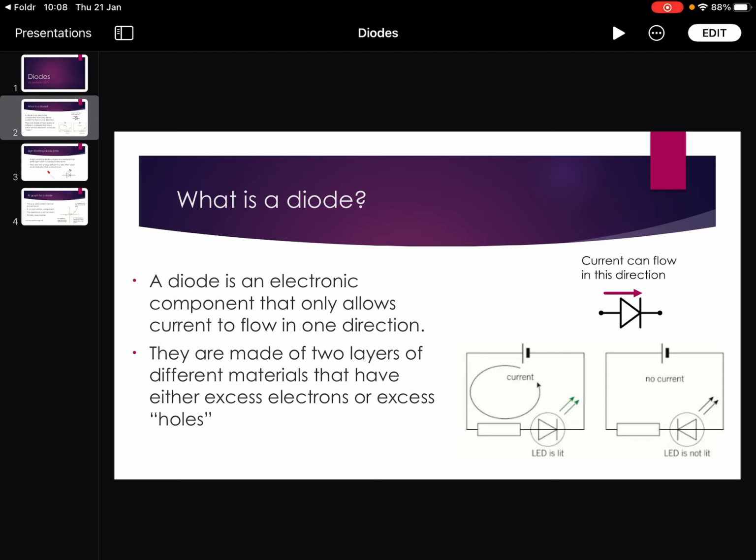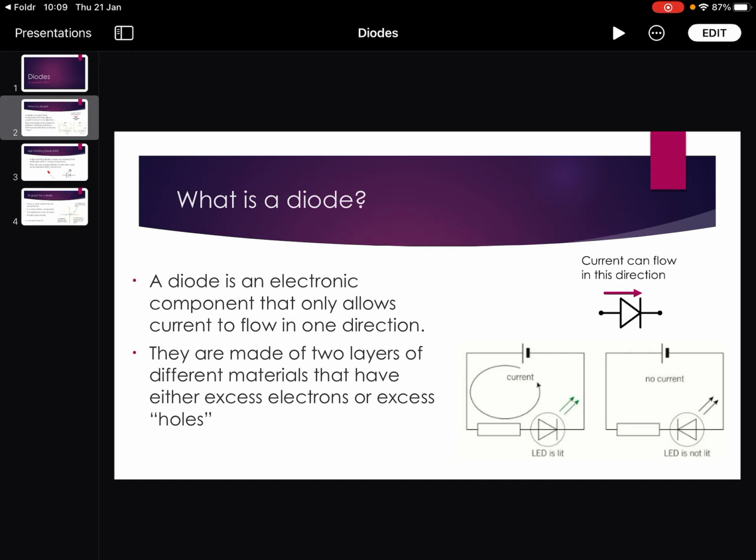So if you have a little look on the right-hand side, at the top you will see the circuit symbol for a diode. Now it contains an arrow and a line. Current can flow in the direction of the arrow. If current tries to flow in the opposite direction, it has a massive resistance. That is because you're trying to get electrons to leave a material, and again, picture the inverted commas here, leave a material with holes to go into a material with lots of extra electrons. It just doesn't work.